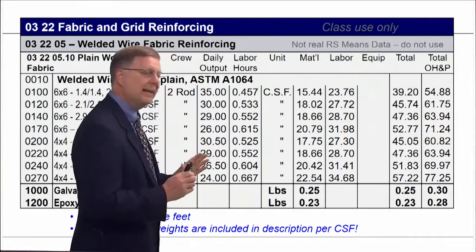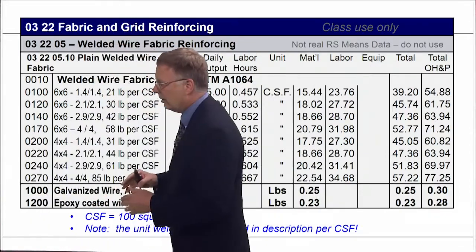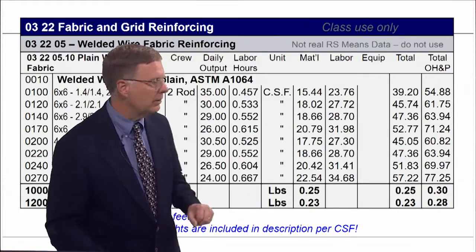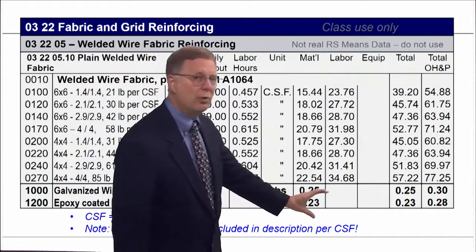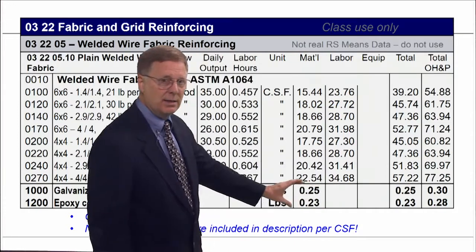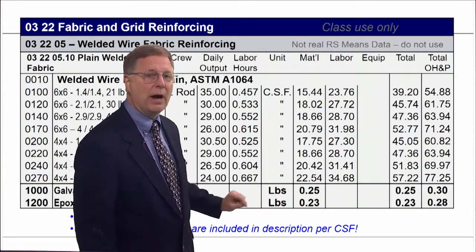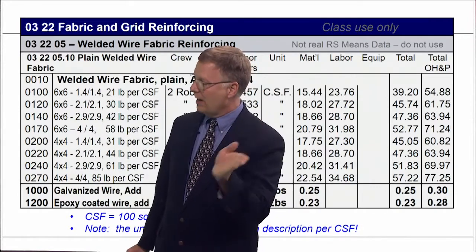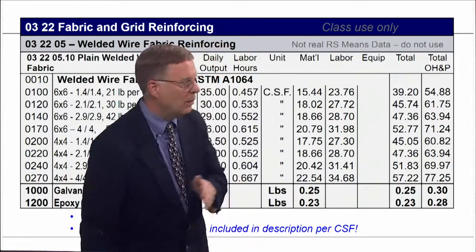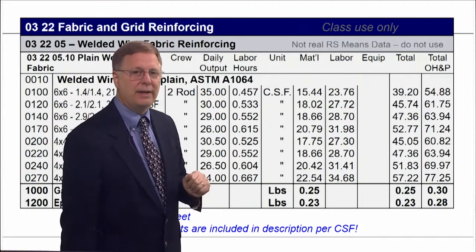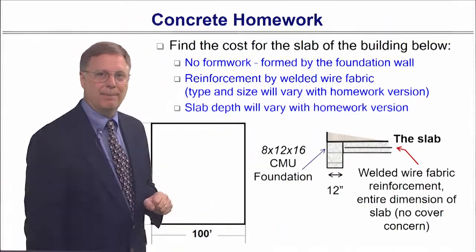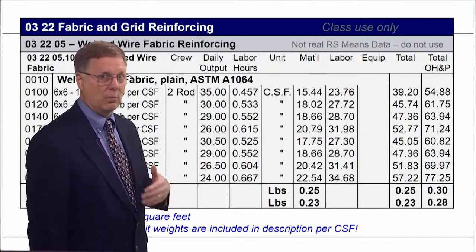So the key thing is if you've got either galvanized or epoxy coated wire, and you have one or the other, then you need to make sure that you remember to put this add-on based upon the number of pounds of wire that you're using. And you can find out the number of pounds from the wire that you have up over here, which is based upon the 100 square feet. And what is the 100 square feet? The dimensions of the slab. So I'm kind of decoding your homework for you, okay?